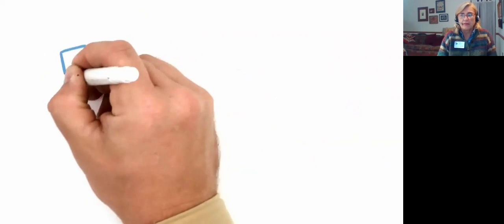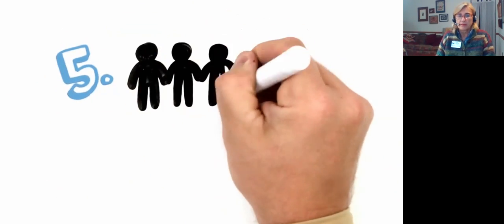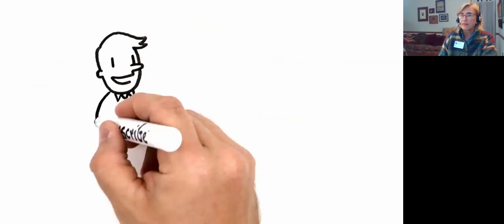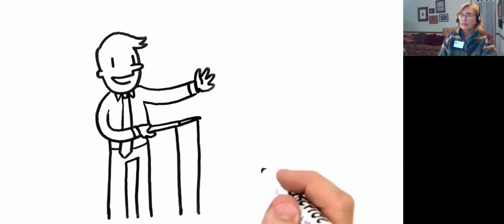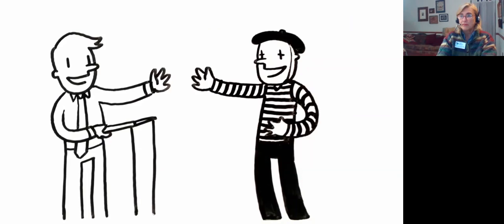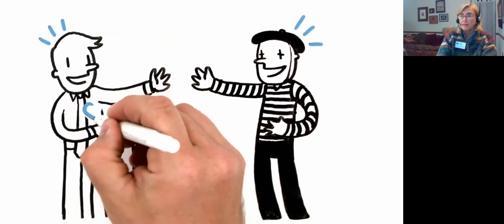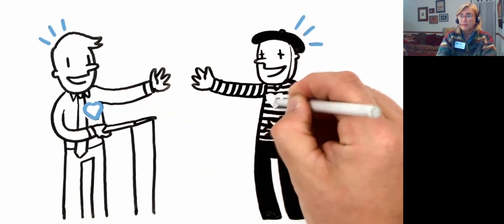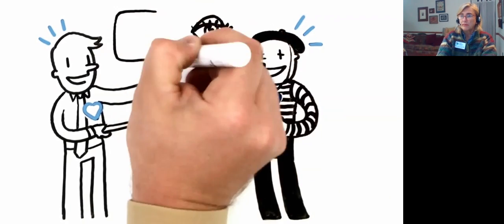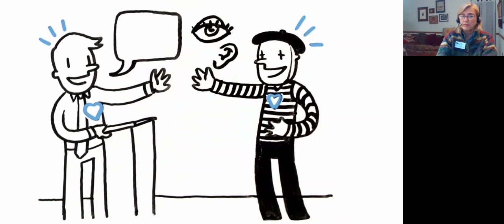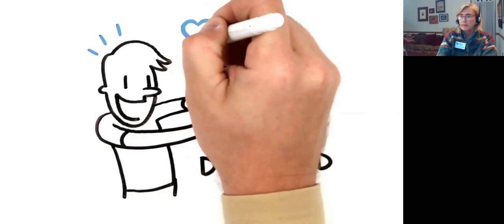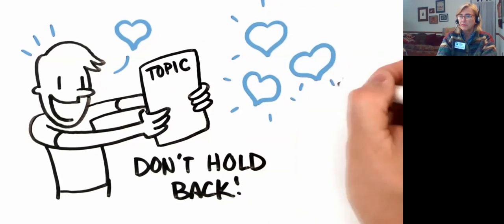Number 5. People imitate your emotions and feel your feelings. People imitate what they see. If you are smiling, they tend to smile. If you're energetic, they'll be energetic. When you are passionate about your topic, your audience will be passionate. People like to watch and listen to someone who's animated and excited about what they're talking about. If your topic gets you excited, don't hold back. Show how you feel. That feeling will be contagious.